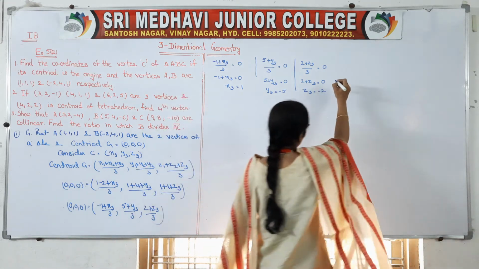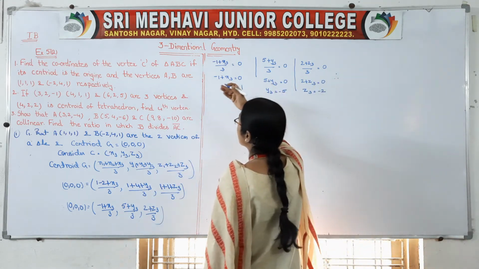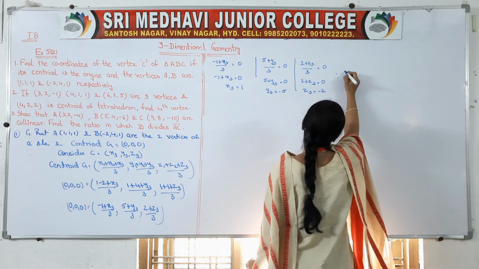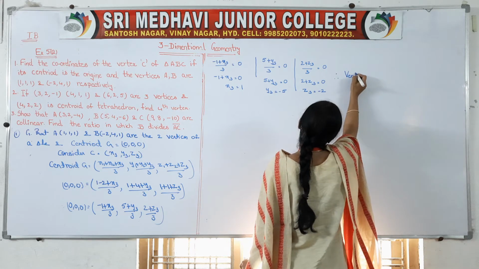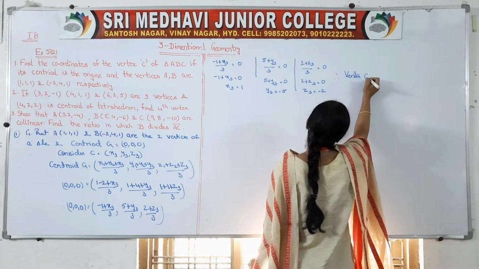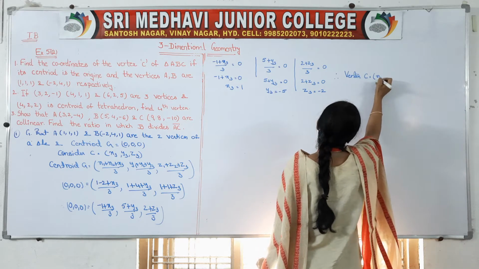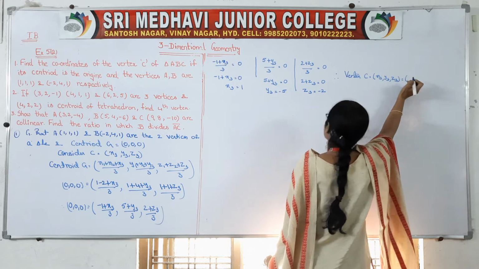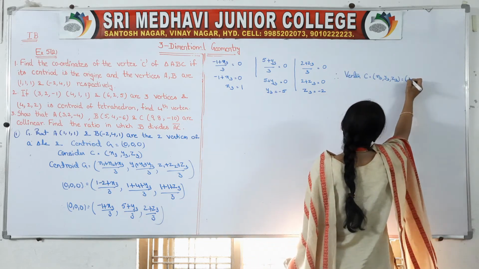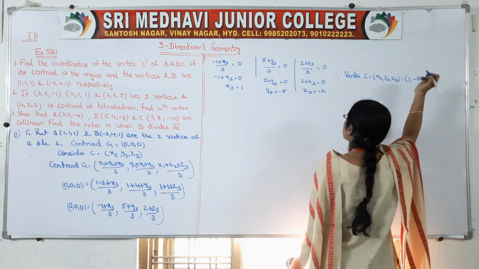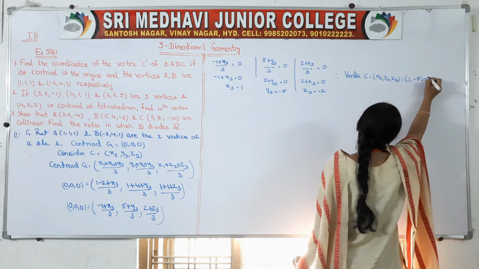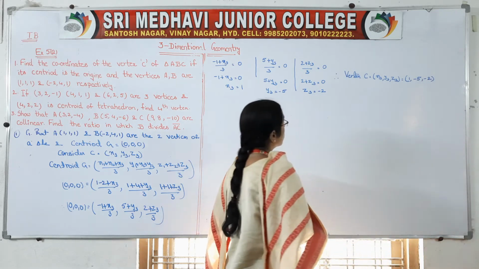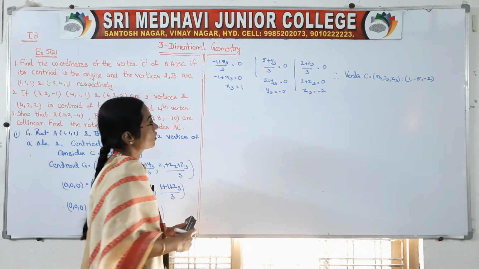Therefore, we have to find vertex C, right? So vertex C is equal to x3, y3, z3. So we got the coordinates as 1, minus 5, minus 2. Okay, so that's all for the first question.